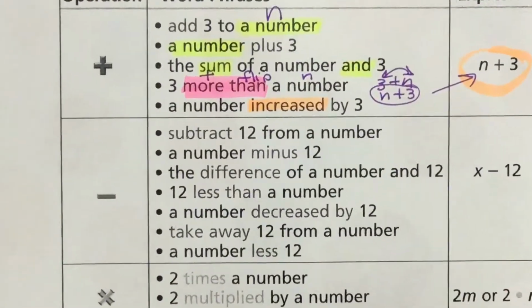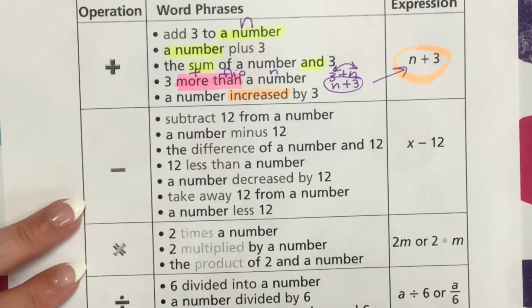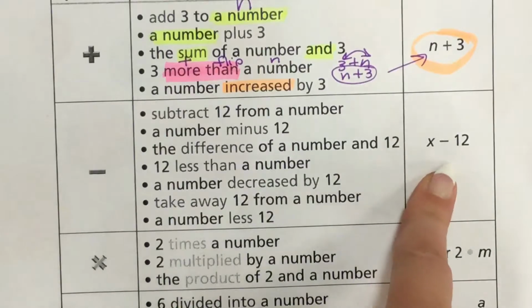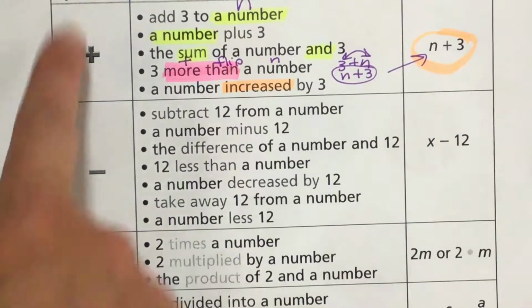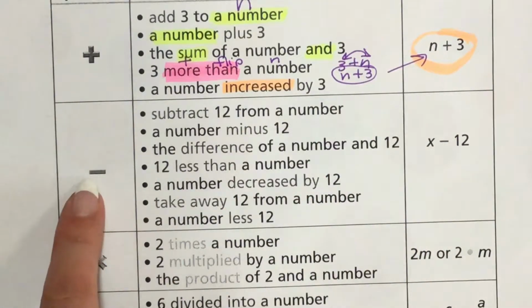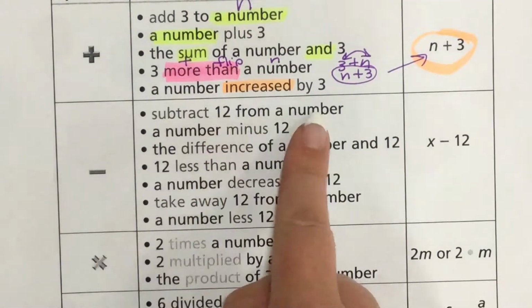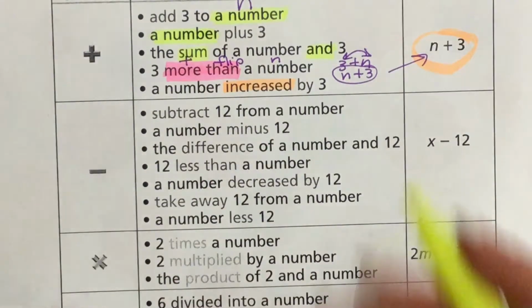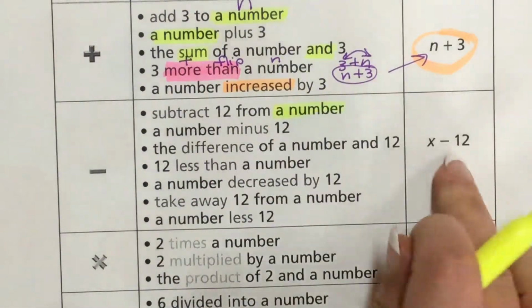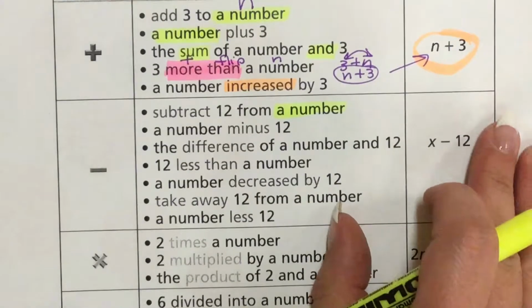The next one, oh my, sorry about that little bump. The next one is subtraction. So now we're going to talk about the different ways to write x minus 12. There's a lot. So the operation with this minus sign is right here. So we're doing subtraction. The first one is just subtract 12 from a number. So subtract 12 from a number, that is our n, right? And you're subtracting 12 from that number. Okay, so that's how you write that one.